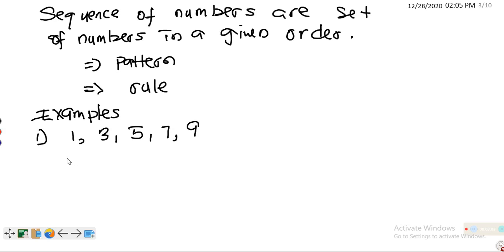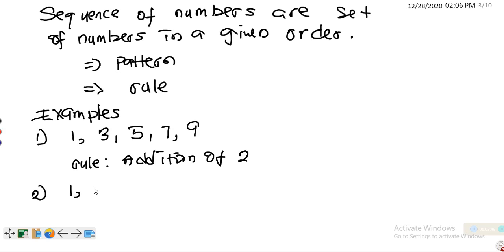Each number in the sequence is called a term of the sequence, and the nth term of the sequence is usually denoted by un, where n is an element of positive integers, or n are natural numbers. So this is an example of a sequence, and the rule is addition of 2. If you add 2 to 1, you have 3. If you add 2 to 3, you have 5. If you add 2 to 5, you have 7, and so on and so forth.